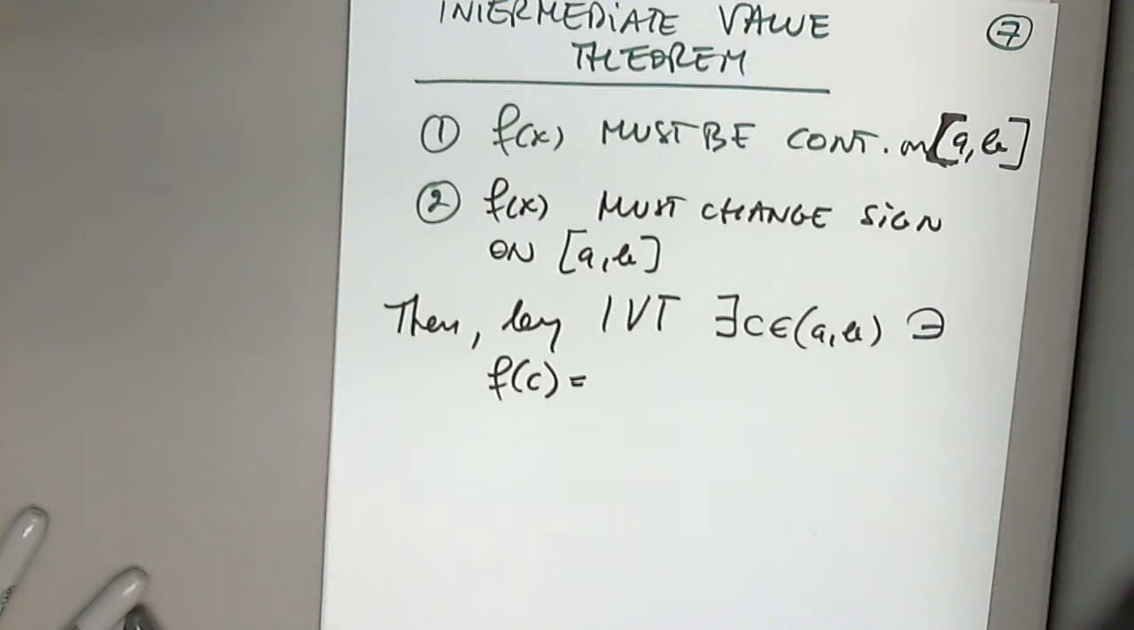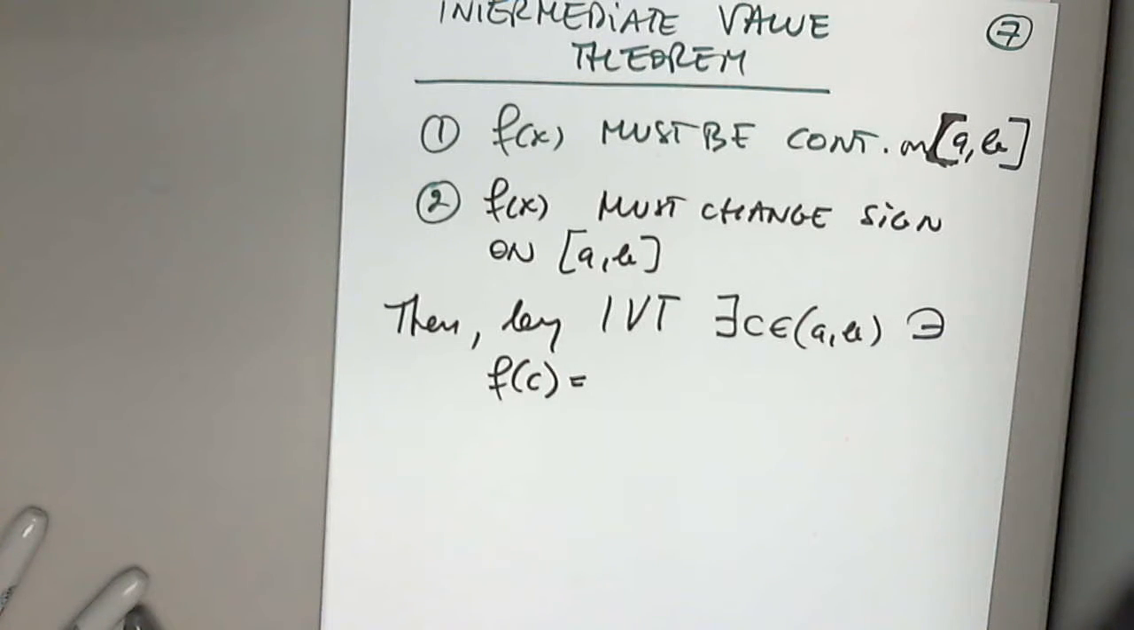So here's the interval. I have an interval a comma b. I'm going to draw a picture in a minute. The function is continuous on this interval. On one end of the interval it is negative, and on the other end it is positive. So f of a is negative and f of b is positive.